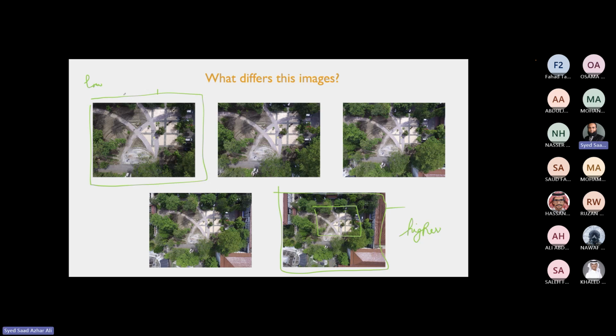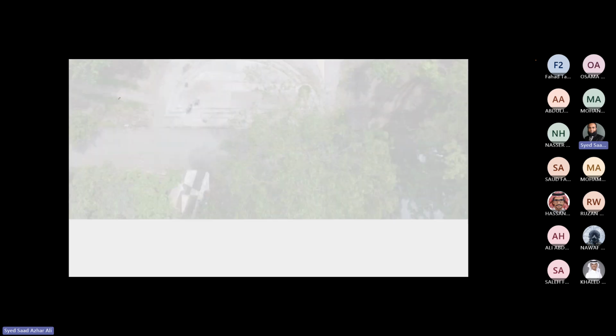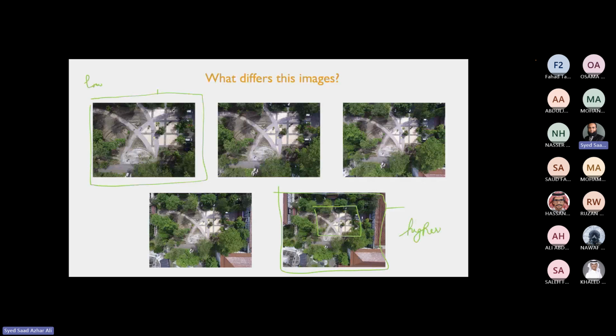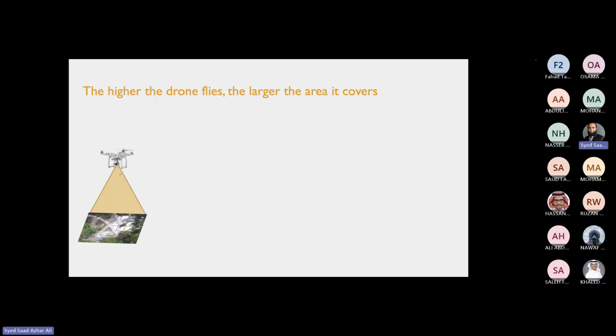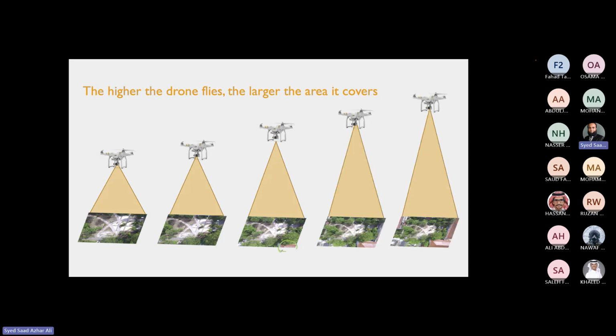All right. So what's the difference? The higher the drone flies, the larger the area it covers. So as you can see here, this is covering a large area. This is covering a small area. You can see that this is the comparison here. Okay. So if this was the picture taken at this height, this is slightly higher, so the picture is slightly bigger, even higher. So now you can see that this house is appearing now. Even higher and even higher. So this is covering a large area.